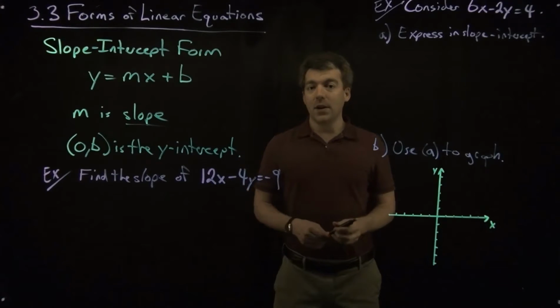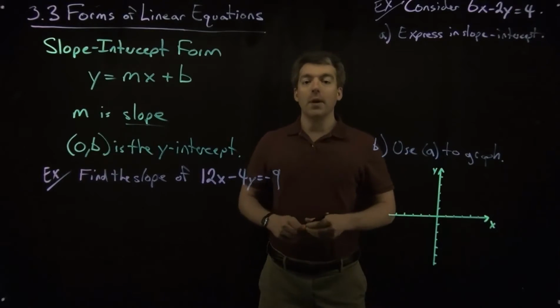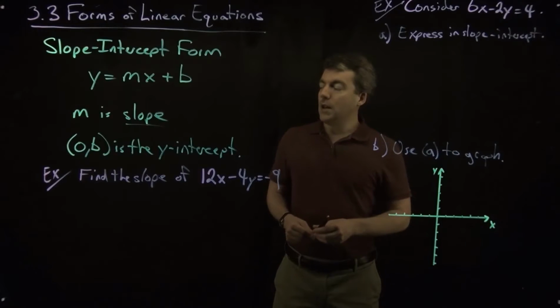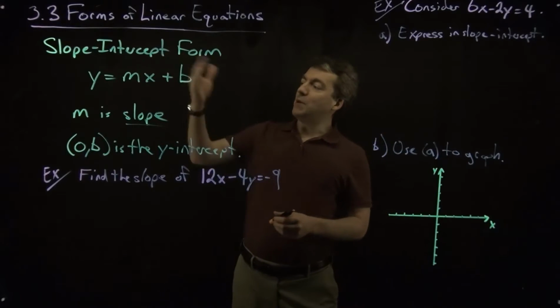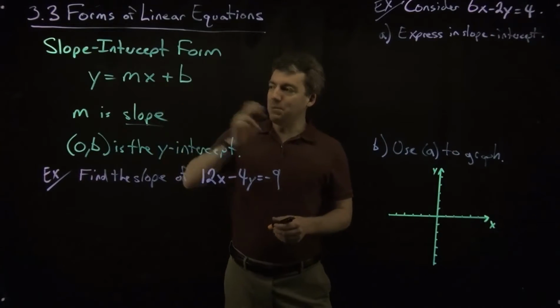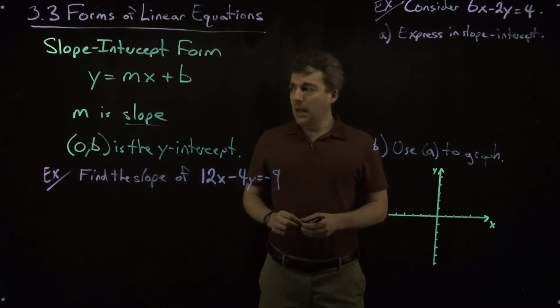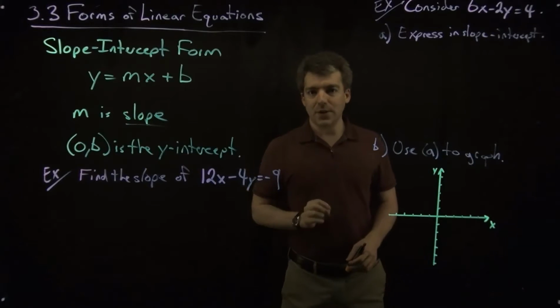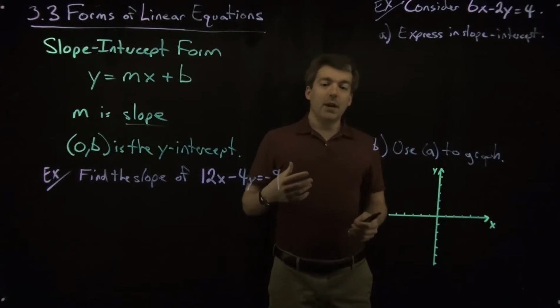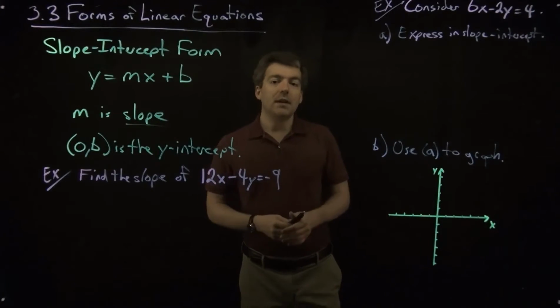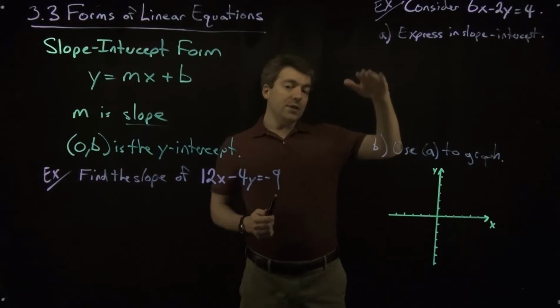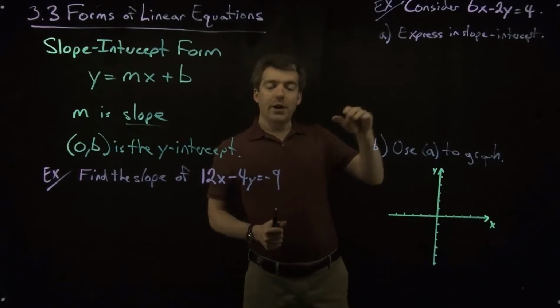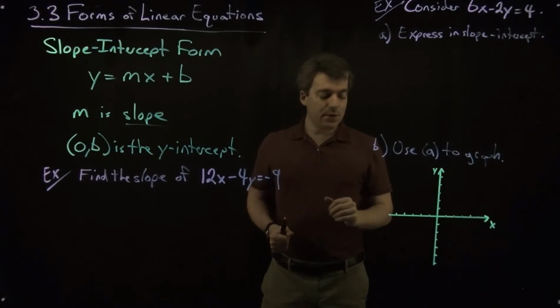Hi, welcome back. In this video we're going to look at the slope-intercept form of a linear equation. Here it is. The slope-intercept form is y equals mx plus b. M, the coefficient of the x, is the slope, as we saw in the last video. It tells us whether the line is increasing or decreasing, and how the y-coordinates of points on the line change with respect to changes in x.